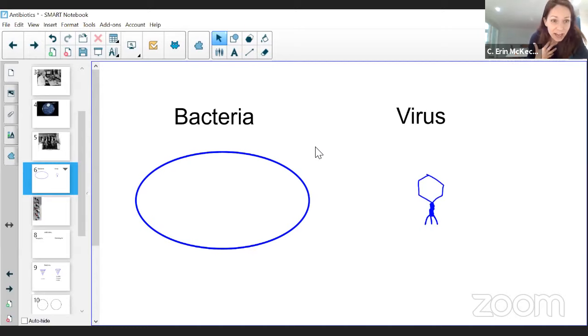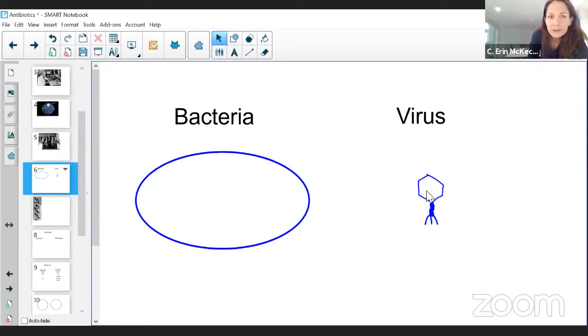If you have ever had strep throat before, strep throat is caused by bacteria. And I have never had strep throat, but I heard that it's very painful. If you have ever had an infection from bacteria, it's possible if the infection was bad enough that you went to your doctor and they prescribed you a medicine, which we call an antibiotic.